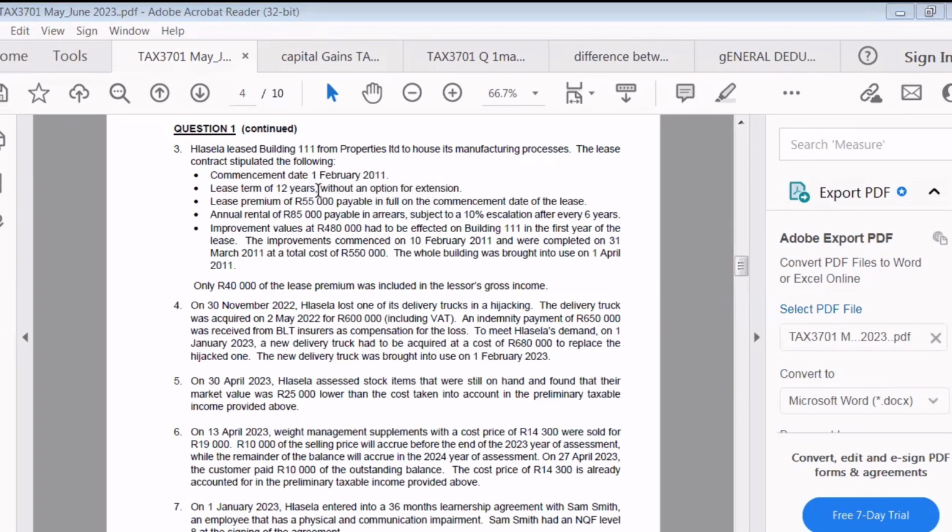So if the question had said with an option to extend, you're going to say plus. If you want to extend for 5 years, you're going to say 12 plus 5, just in case you get that on Monday. But if there's no option, then you take what you're given. But if there's an extension option, you add it to the initial lease term. Don't forget that. You add it.